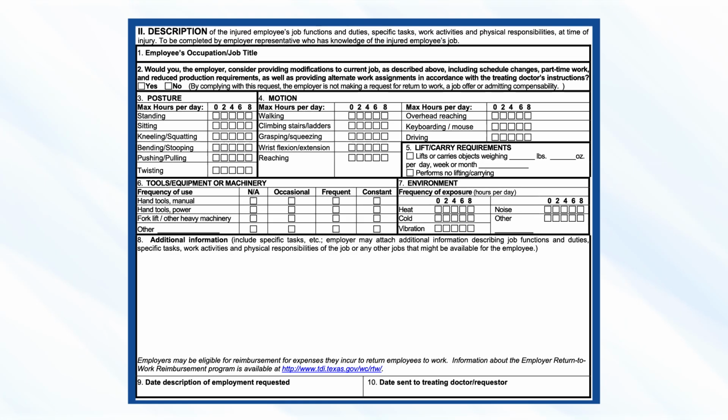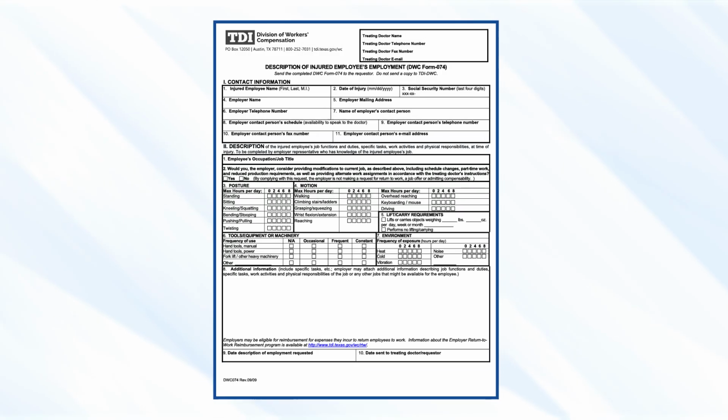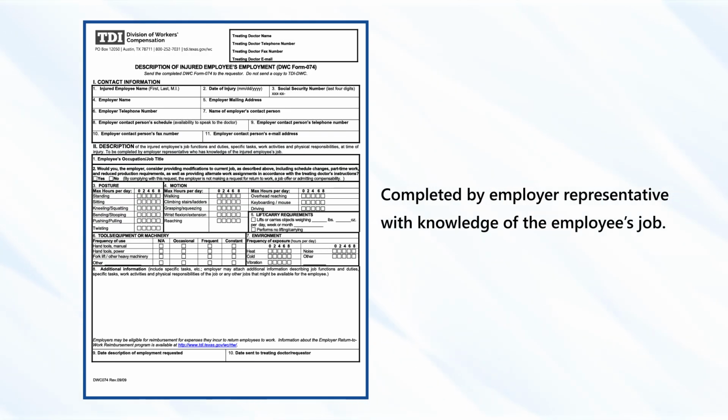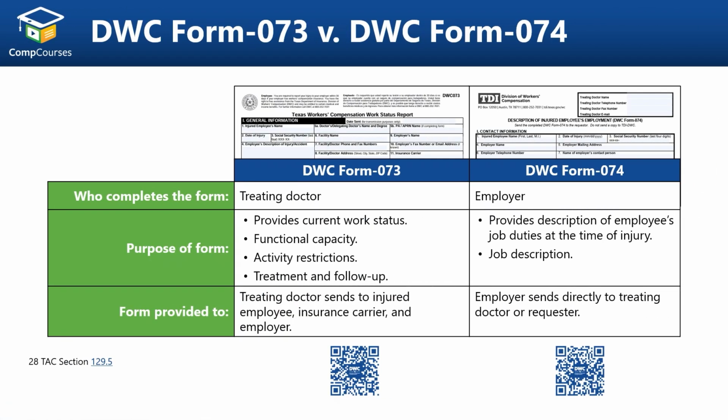for the injured employee. Now, this form is completed by the employer, technically an employer representative that has knowledge of the employee's job. And this form is sent from the employer directly to the treating doctor or the requester. This form does not come to the Division of Workers' Compensation, rather to the injured employee's treating doctor.